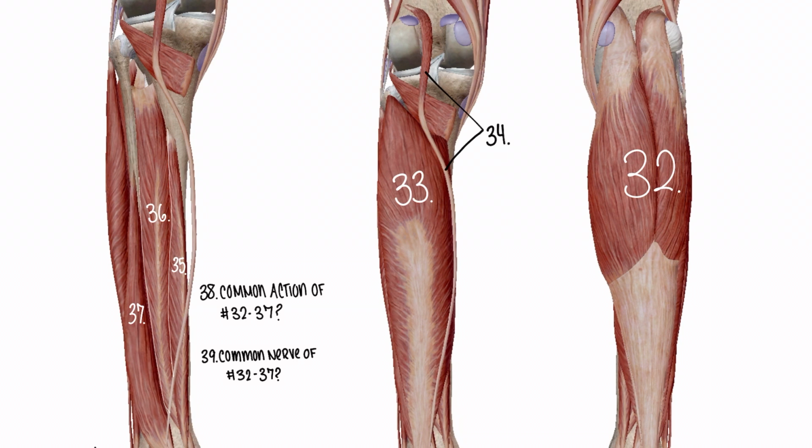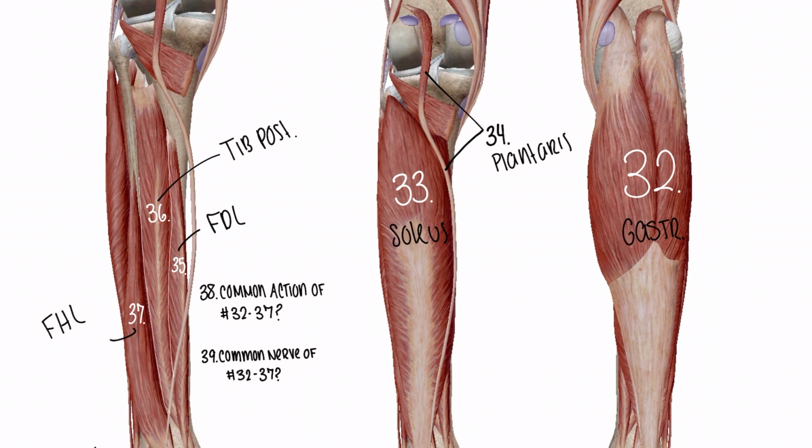So number 32 is going to be the gastrocnemius. 33 is going to be the soleus. 34 is going to be plantaris. 35 is going to be flexor digitorum longus. 36 is going to be tibialis posterior, or posterior tibialis. 37 is going to be flexor hallucis longus.